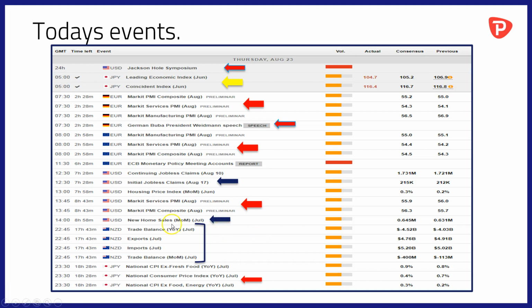We also have new home sales data for July at 1400 out of the States, and then quite a decent break until 22:45, when we flip round to the opposite side of the world for trade balance data for July out of New Zealand. And then at 23:30 to round the day off, national CPI and consumer price index data out of Japan for the month of July.